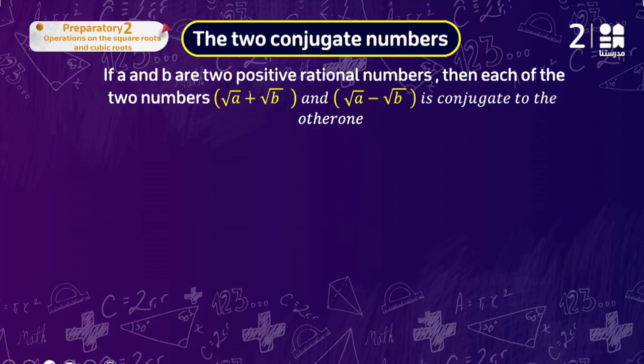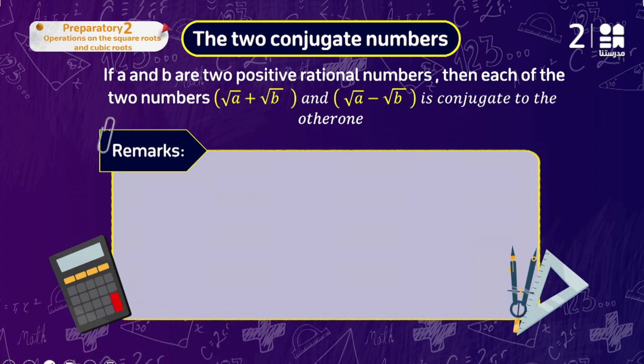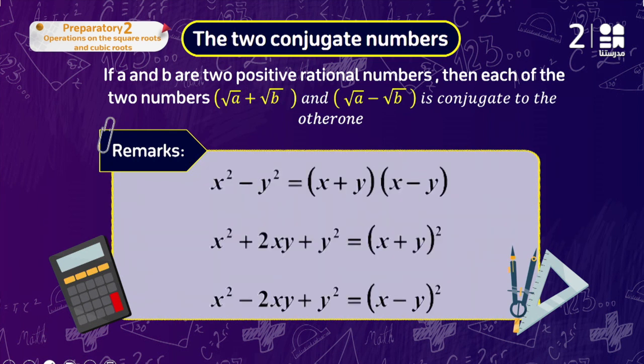اتفقنا؟ So this is square root of a plus square root of b and square root of a minus square root of b. الميدل ساين changed بس. اتفقنا؟ So بقول هنا على التو numbers دول انهم conjugates. طيب how can I deal with conjugates؟ ازاي اتعامل مع الكونجوجيتس؟ نركز مع الريماركس اللي هنشوفها دلوقتي كويس جدا لانها هتفيدنا في حل المسائل وفي السمبليفيكيشن كتير جدا.